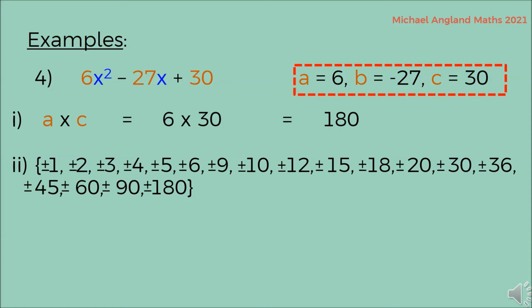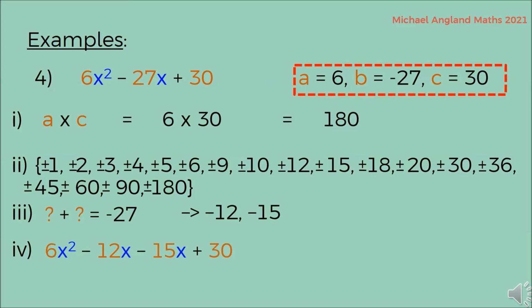And I've notated the signage with plus minus on each term, so we will be choosing the lower. So which two factors give minus 27? Well, that's clearly minus 12 and minus 15. So step 4, rewriting the quadratic using that pair that we've just found in step 3, 6x squared minus 12x minus 15x plus 30.